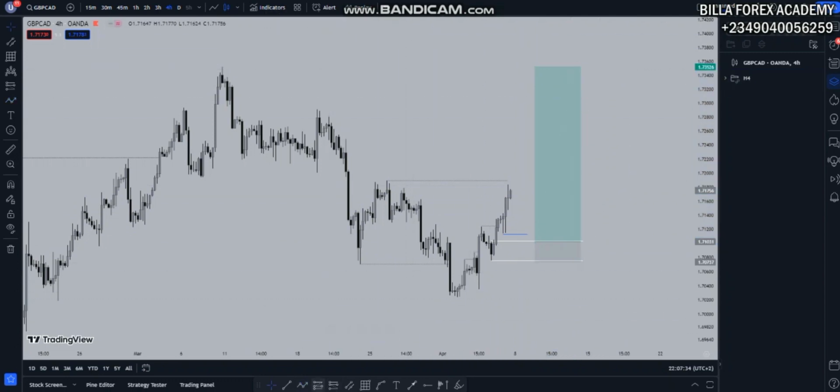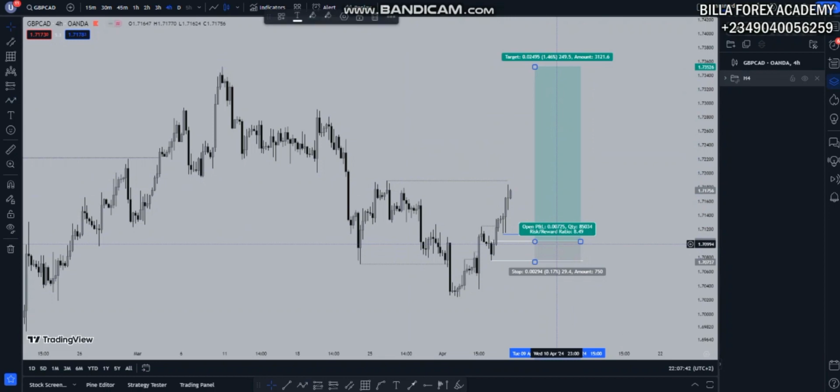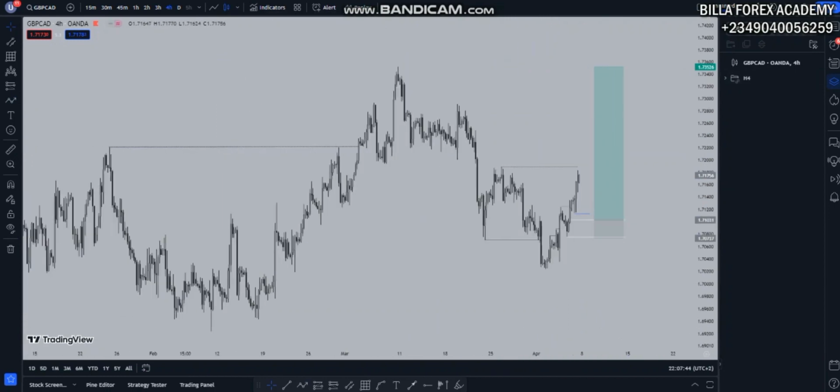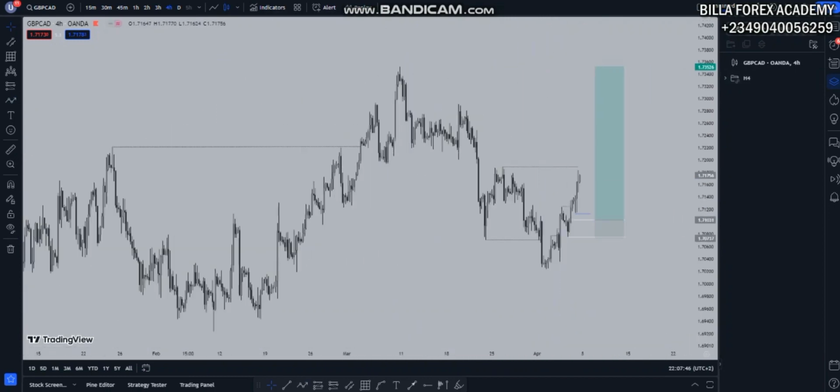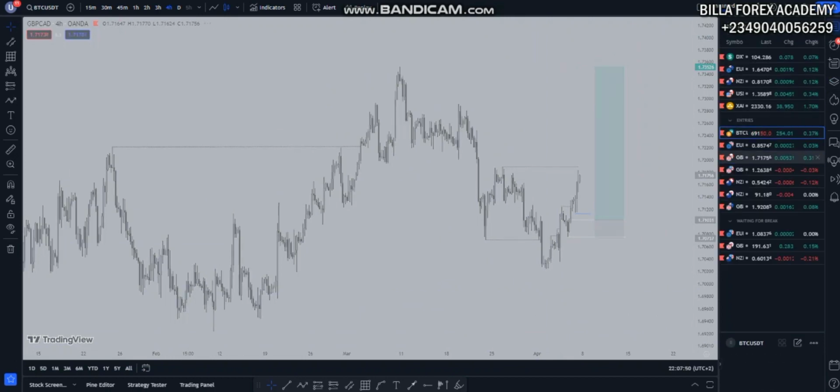or price might go up before pulling back down. But the main thing is that we know that this zone is actually valid. So these are just the 3 charts I have to give out for this week. Our chart on BTC, our chart on Euro GBP and GBP CAD.